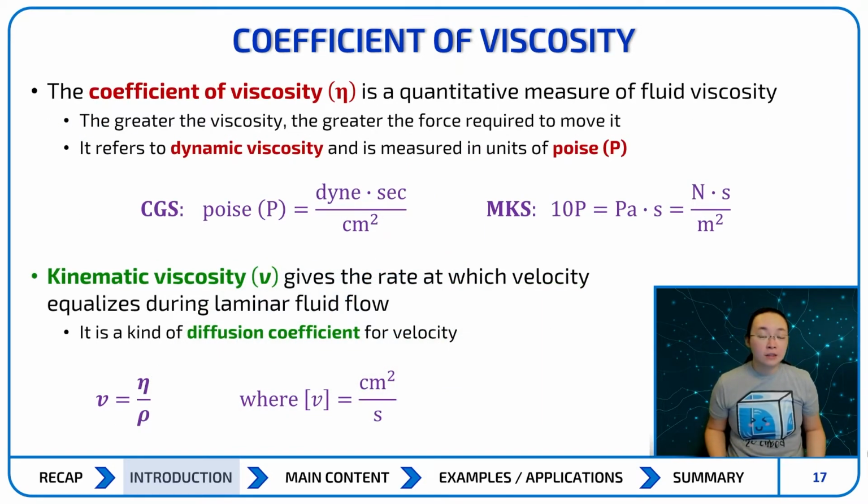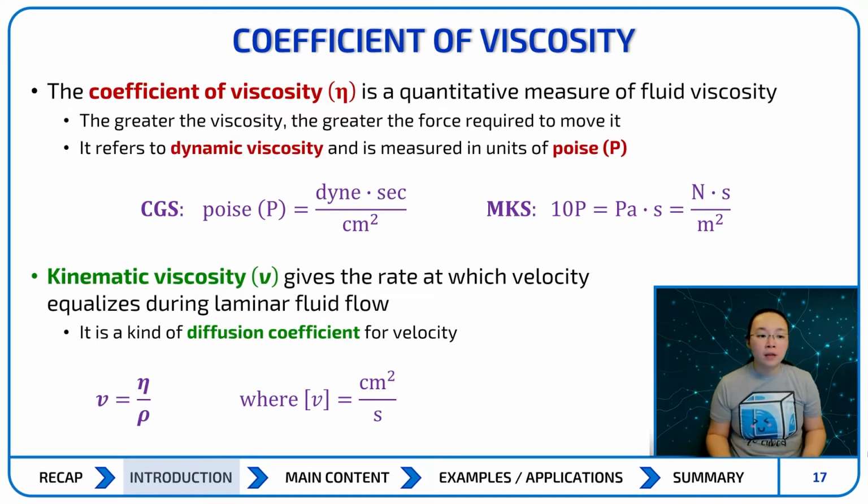Now, what exactly is this coefficient? It's a quantitative measure of fluid viscosity. So the greater the viscosity, the greater the force required to move it. And that does make sense. It refers to dynamic viscosity because we are trying to move something versus just look at how viscous it is sitting still. It's measured in units of poise, or P. So 1 P is equal to a dyne times second divided by centimeters squared. 10 P is actually equal to 1 Pascal times 1 second, or Newton second per meter squared.